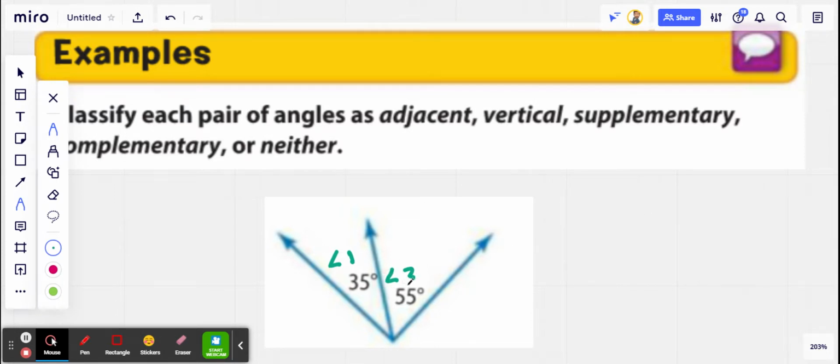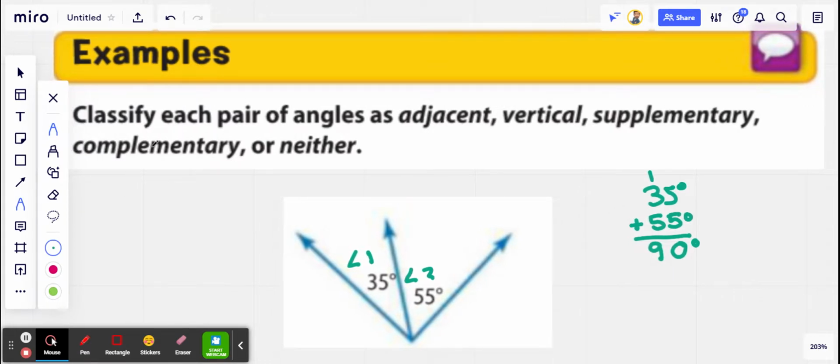What happens when we add these 2 angles together? 35 plus 55. 5 plus 5 is 10. 0, carry 1. 3 plus 5 is 8, plus 1 is 9. So the sum of both of those angles is 90 degrees. If it's 90 degrees, does that make it a complementary angle or a supplementary angle?